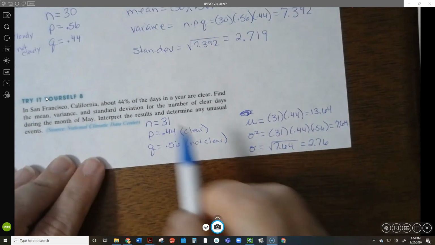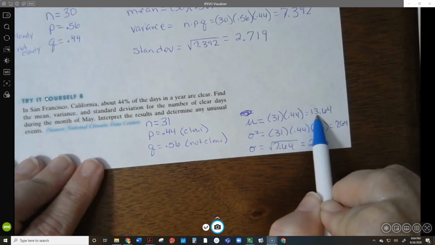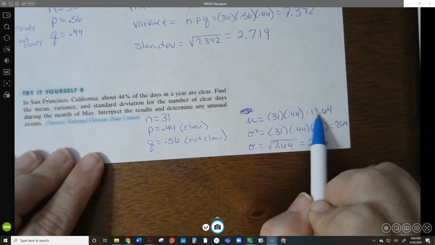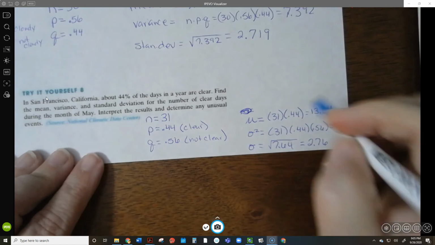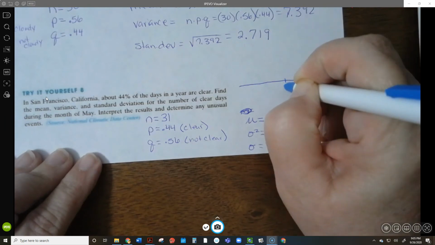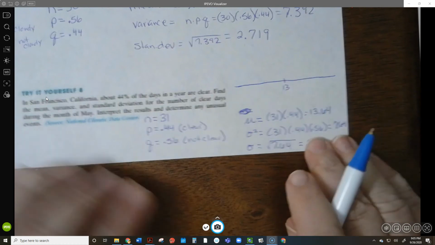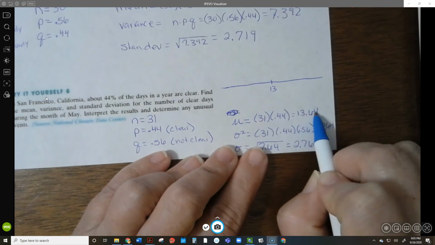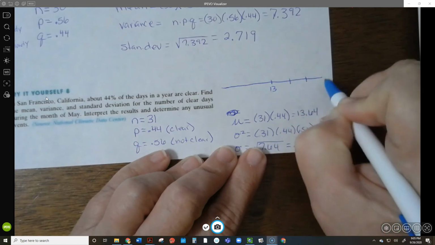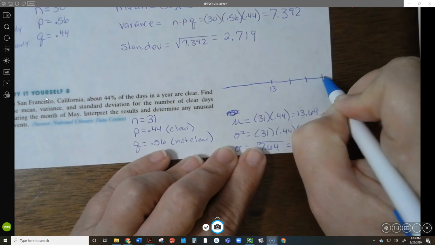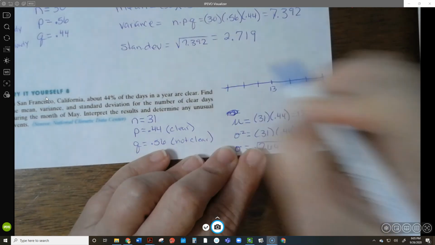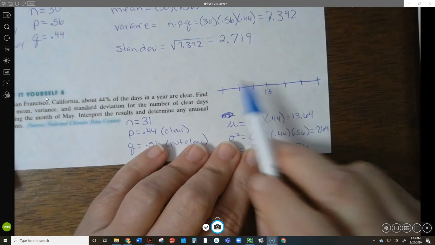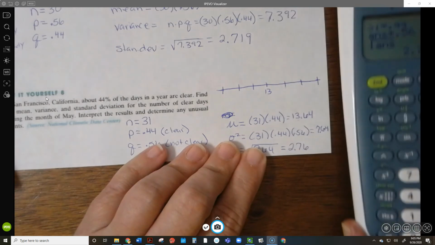And they wanted you to explain what that means. So that means that on average in May, you're going to have 13 days of clear weather. And then you would do the same. When I do my adding and subtracting, I'm going to use the decimals, but when I write them down, I'm going to round it. So just know that it's 1 standard deviation, 2 standard deviations, 3 standard deviations, in both directions. I'm just going to write down the days because we're talking about days, so I don't want to write down decimals, but I'm using them as I am computing it.